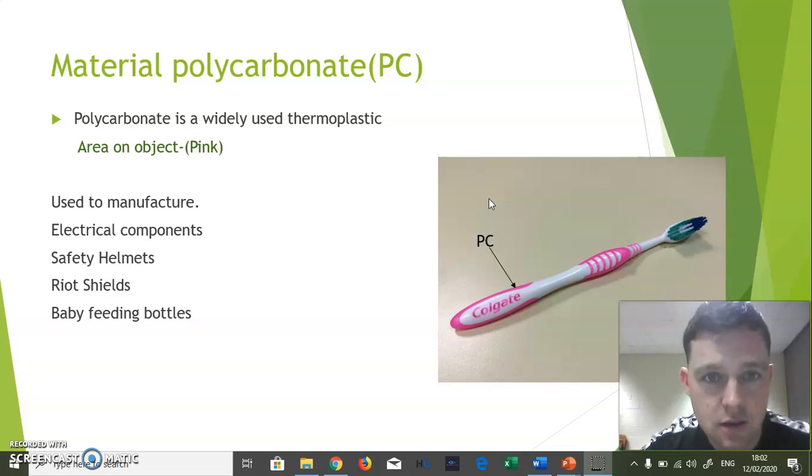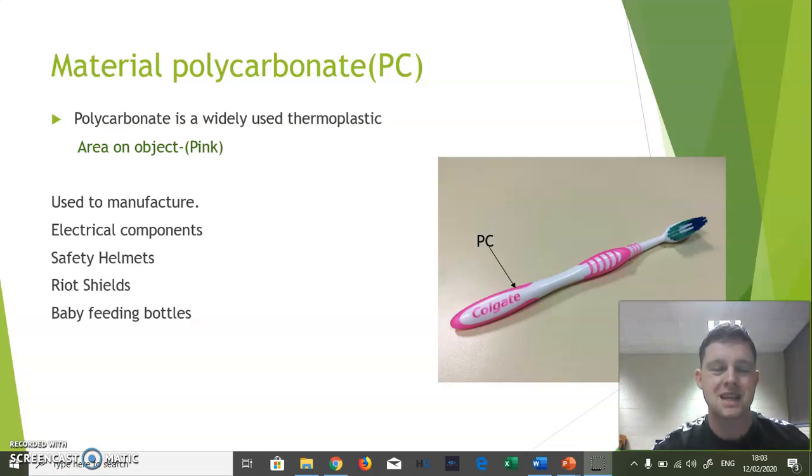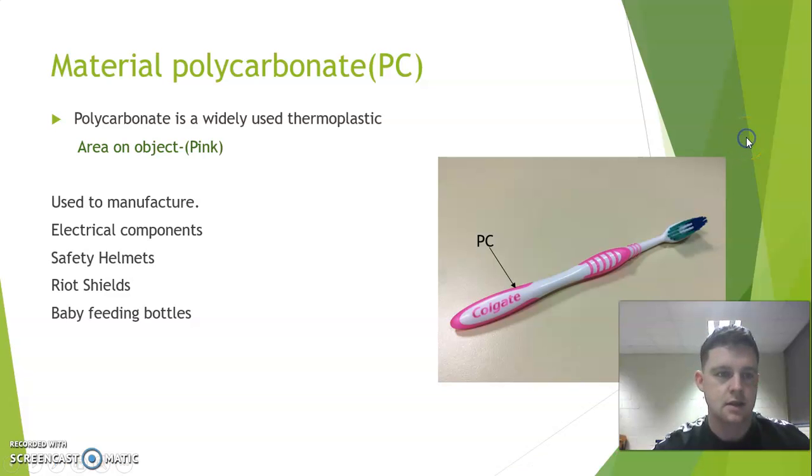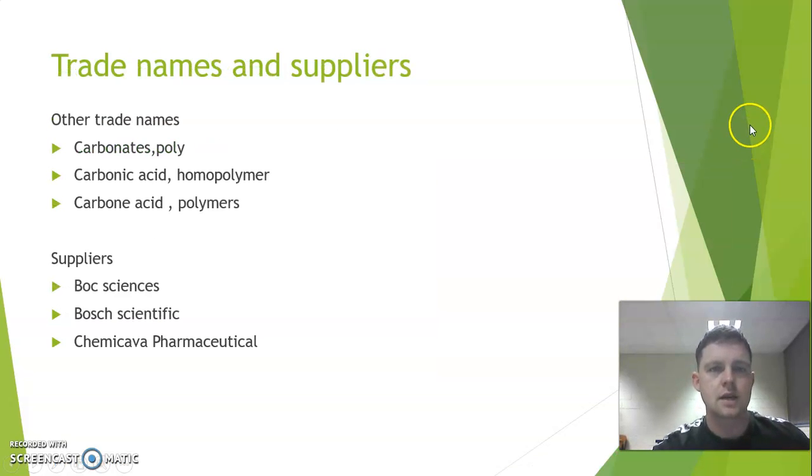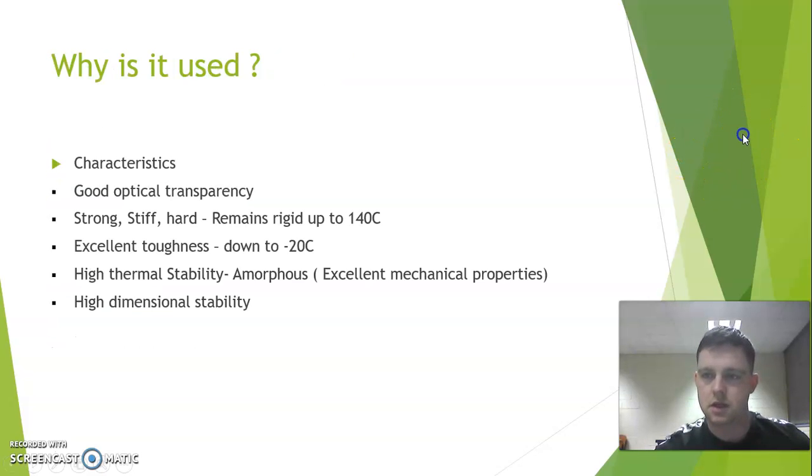Continuing on, the material I'm going to speak about is polycarbonate, PC. Polycarbonate is a widely used thermoplastic. We can see here that it's the pink section of the Colgate toothbrush which is being examined. It's used to manufacture electrical components, safety helmets, riot shields, and baby feeding bottles, amongst other things. Trade names and suppliers. Other trade names: polycarbonate, carbonic acid polymers. Suppliers include Bosch and Chemicava, a Chinese pharmaceutical company.